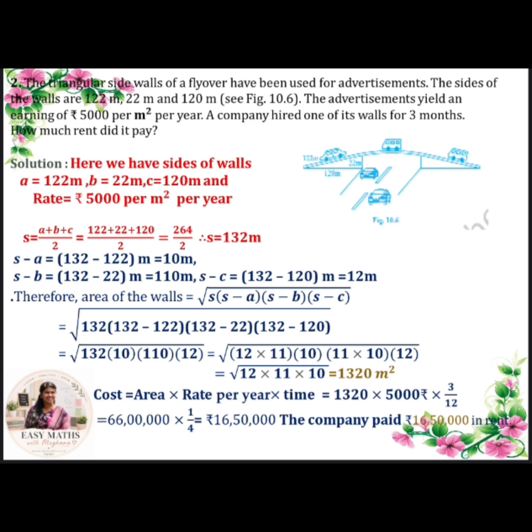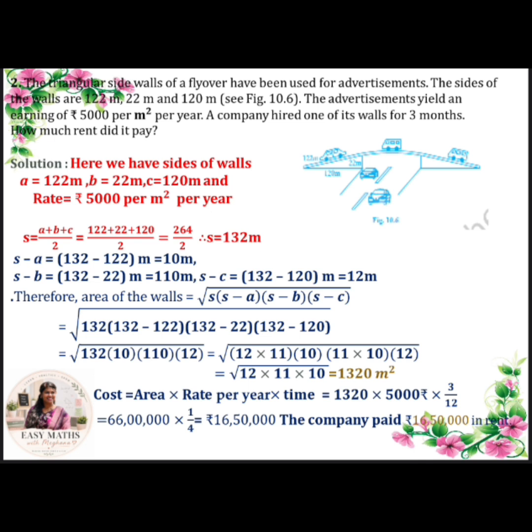Now the next thing is I have to calculate the cost for the 3 months. For 1 year we have 12 months, so I can write cost is equal to area into rate per year into time. The area is 1320, which I got by using Heron's formula, into the rate per year, which is given as 5000 per year, into time. So the time duration is given as 3 months. 3 months means, for one single year, 12 months will be there. In that, 3 months is given. So 3 divided by 12 you have to write.